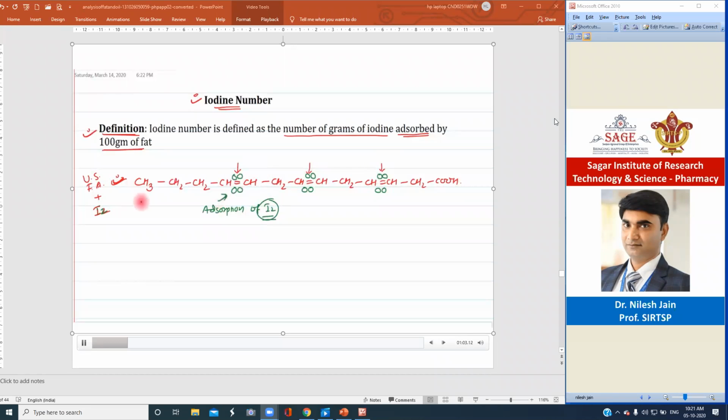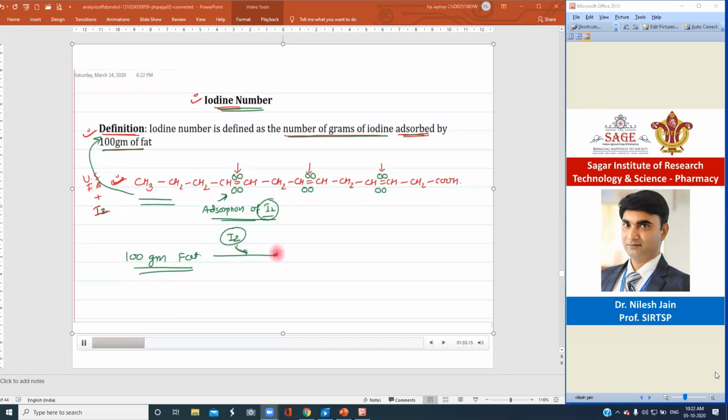This particular property of adsorption of iodine is utilized for the estimation of the iodine number. It is the number of grams of iodine adsorbed by 100 gram of fat. Suppose you take 100 gram of fat. This fat might contain unsaturated fatty acid plus saturated fatty acid plus some more molecules. But if you go on adding iodine, whatever fatty acid double bonds are there, that part will be adsorbed by this iodine.